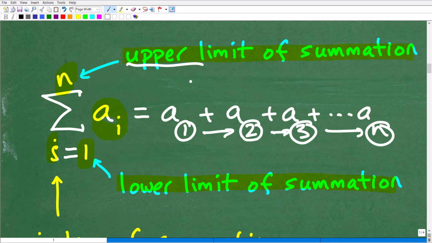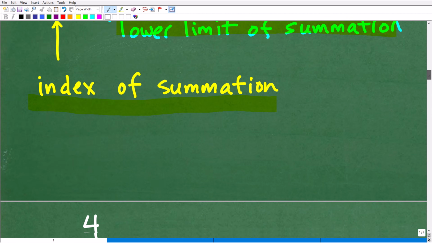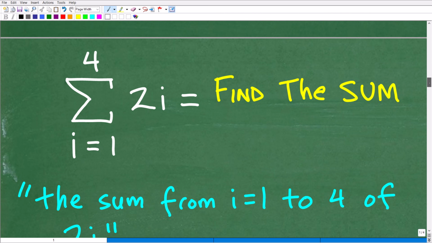Now, a lot of you still might be kind of confused with this. You're like, okay, it's kind of clear, but I need to see an example, right? So examples always work best when we're trying to learn something new. So let's go to our problem.